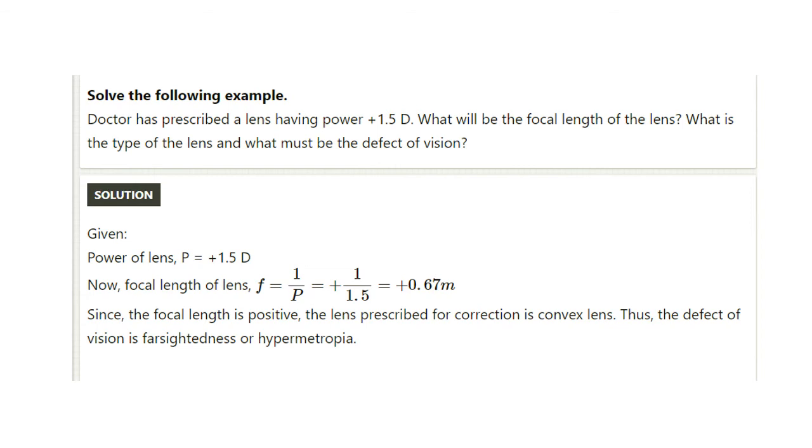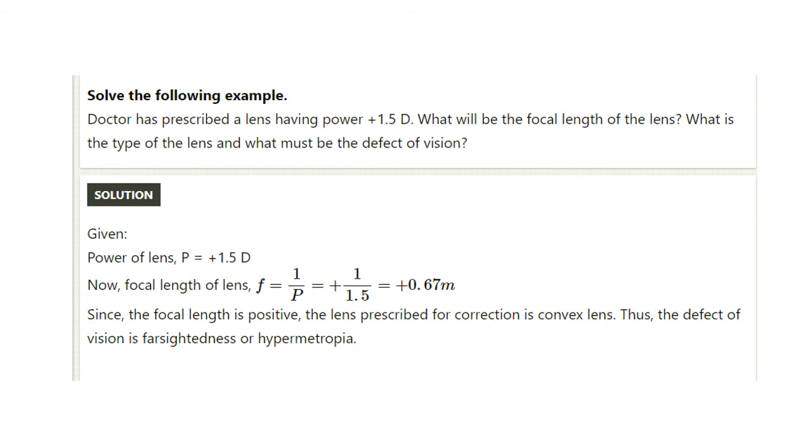The doctor has prescribed a lens having power plus 1.5 diopter. What will be the focal length of the lens? What is the type of the lens and what must be the defect? So what we need to remember over here is it is plus 1.5. So P is given as plus 1.5.